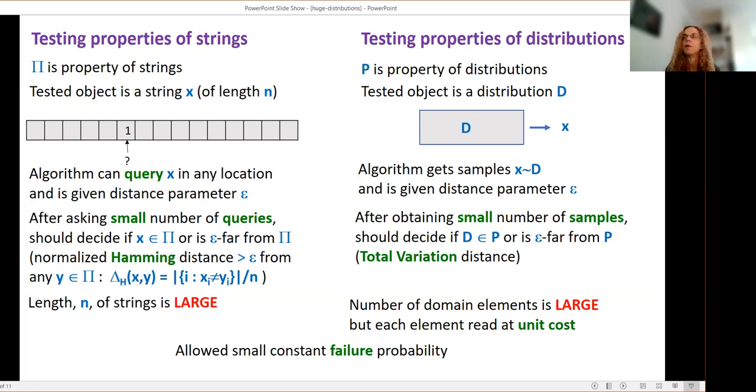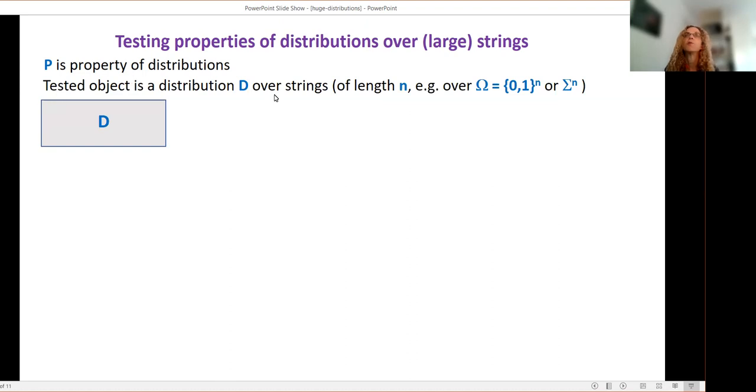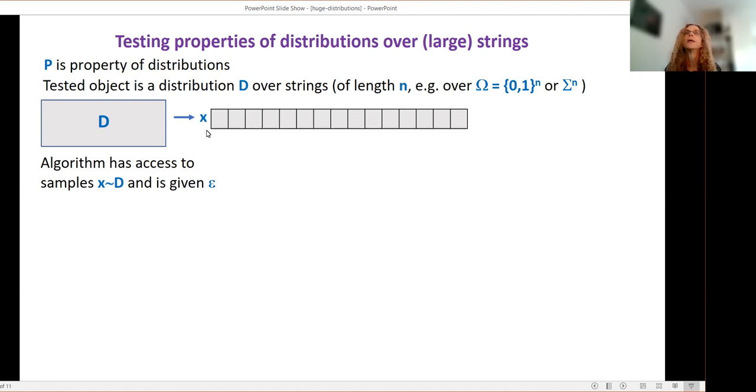Okay, so now I'm ready to define the model that we introduce and work with. It is testing properties of distributions over large strings. Here, P also denotes a property of distributions. The distributions we're interested in are over strings of length n, so the domain may be 0,1 to the n or sigma to the n for some alphabet sigma. The algorithm has access to samples distributed according to D, and it is given parameter epsilon, similarly to the standard model. But here, each element is a string of length n, and the algorithm doesn't read the entire string; it can query x in any location of its choice, as in the string testing model.